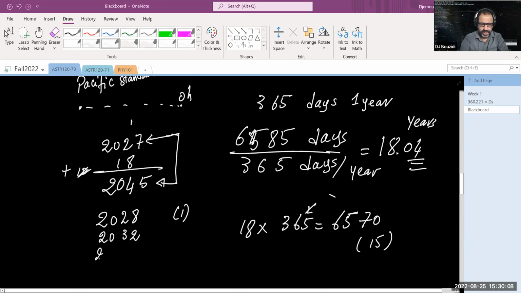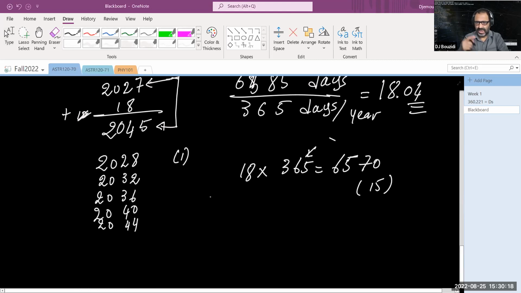In the year 2036, in the year 2040, and in the year 2044, all of these years are leap years, and they have an extra day every year. So I have 1 day, 1, 2, 3, 4, 5 days. I need to count them from the 15 because they are part of the leap year.